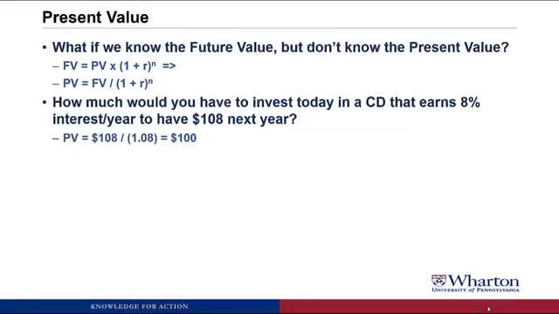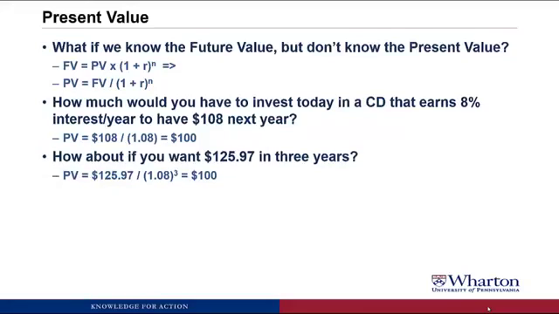So to put this in a concrete example, how much would you have to invest today in a certificate of deposit or CD that earns 8% per year in interest to have $108 next year? So the present value is going to equal $108, which is the value next year, divided by 1 plus that interest rate, so 1.08, going to give you an answer of $100. There's no exponent here because it's raised to the 1 power. So the exponent is 1, so we just drop it. And this is what we saw in the prior video with future values, that if you had $100 today and invested it at 8% per year, it would grow to 108 at the end of the year. So we're just reversing that calculation.